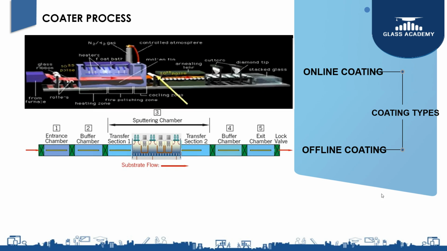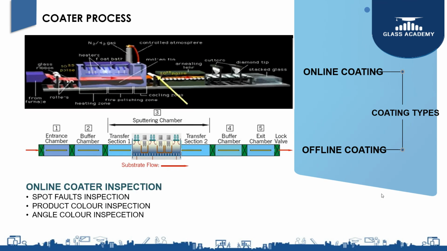Here also we have two types of inspection, online and offline. Whatever we inspect on online float glass is taken care of here also: spot faults, product color inspection, and angle color inspection. If you purchase one product today and purchase the same product a year or six years later, you can still have the same color and the same combination. That is because we have an online checking system for color and angle.